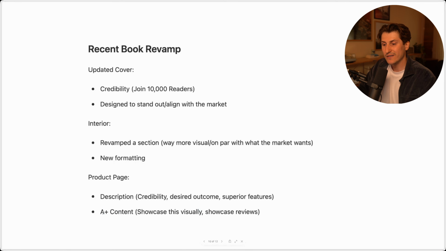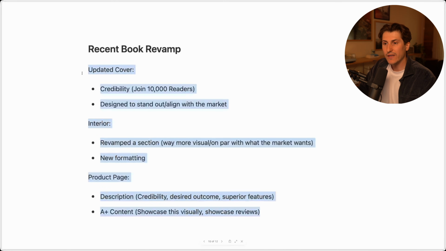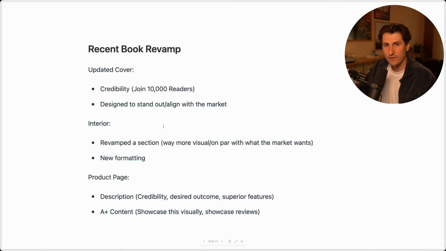I, of course, showcased this effectively in my A+ content. So I showcased the new visual improvements I made, including the formatting updates. I also showcased some positive reviews to build trust and credibility, and showcase the experience that readers were having with the book. And I basically improved on all the areas that were falling short, that other people were doing better, and made sure I was on par or better than them in those areas.